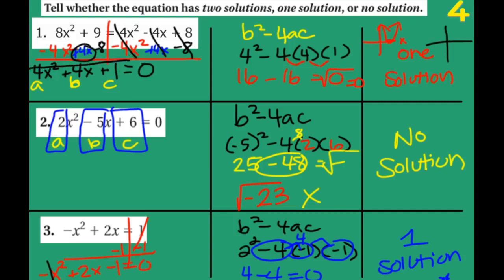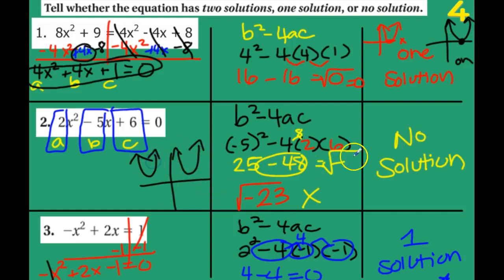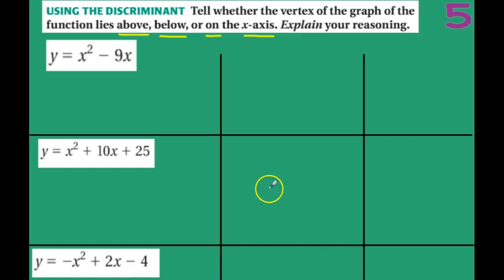You also knew that this equation, a is a positive number, so it's opening up. So we knew that if it's touching at one spot, it has to be the vertex, so we would say this one is on the x-axis. This one also opens up, and there is no solution. So somewhere up here, I don't know where, but somewhere there is no solution. So we would say this vertex would have to be above the x-axis. Make sense? So let's take a look at these ones.